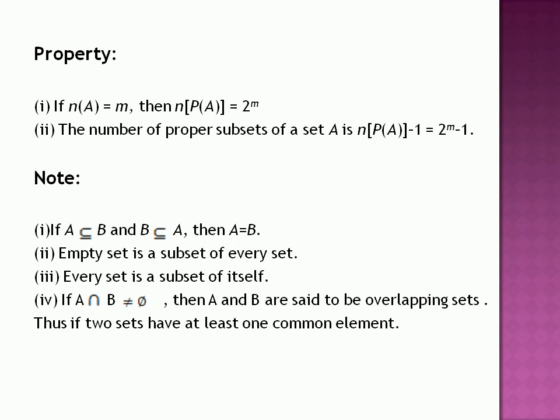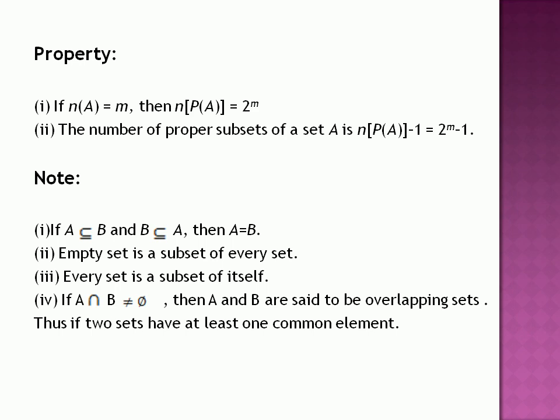Two more properties we need to see. If n of A equal to m, that is, the number of elements of the set A is equal to m, then the number of elements of the power set of A is equal to 2 power m. This is one formula. So the number of elements in the power set of A is equal to 2 power m, that is, 2 power the number of elements in the set.